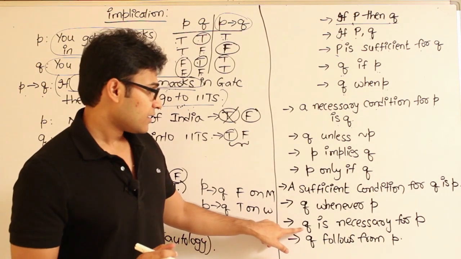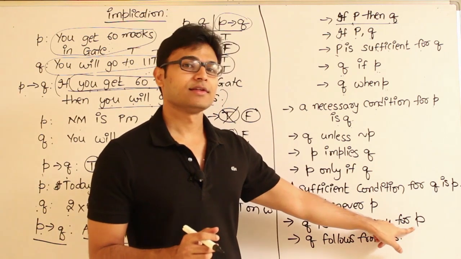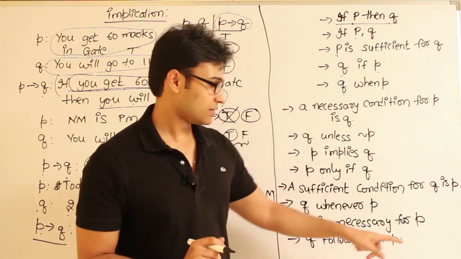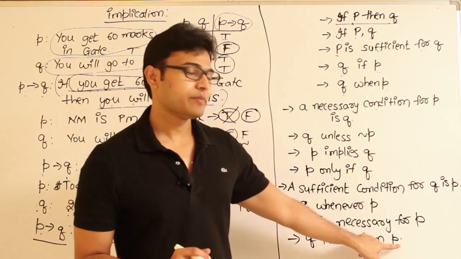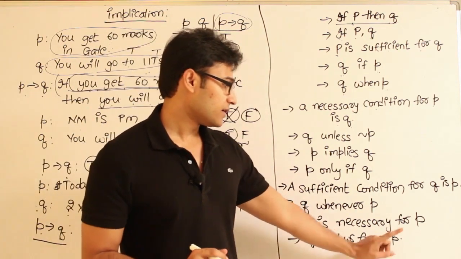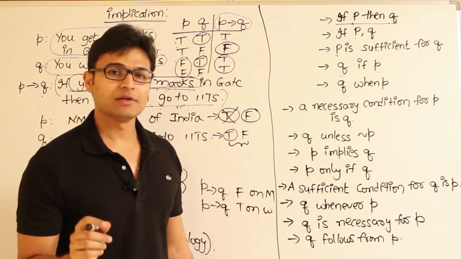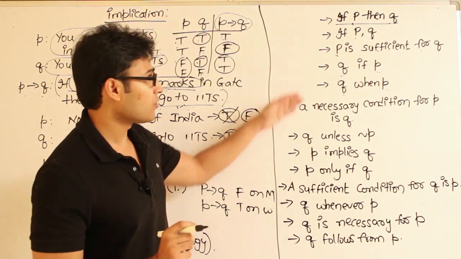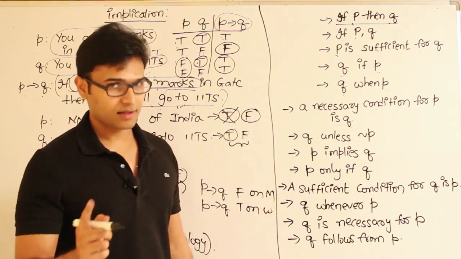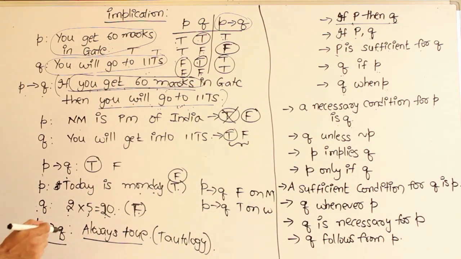And next one is Q is necessary for P. So see this, getting into IITs is necessary for getting 60 marks in GATE exam. Doesn't make sense at all, but they might give you this. And Q follows from P. What does it mean? Getting into IITs follows from getting 60 marks in GATE. Doesn't make sense again, but they might give you statements in any of these forms, and you have to identify what is P and Q. Then only you can answer the questions. I'll give you the questions in the next video. Now what are the questions possible on this? We shall see.